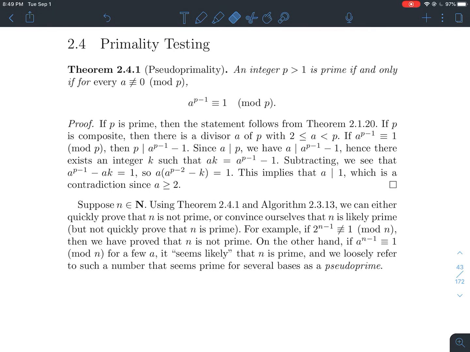This is a video about section 2.4 about primality testing in Stein's Elementary Number Theory book. The first theorem we run into is this concept about pseudoprimality. It's kind of a test to see if a given integer is a prime number.